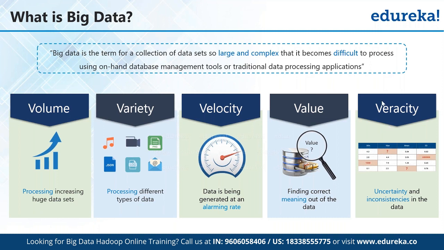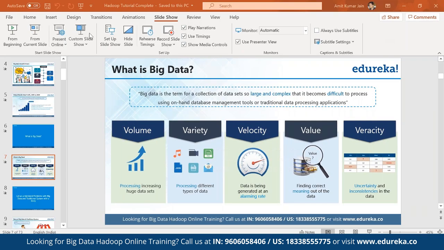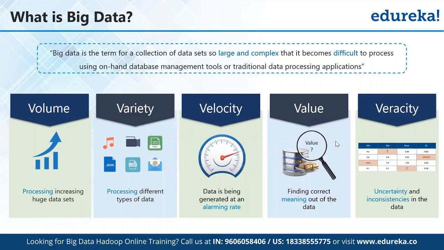Now, if you try to put that into a definition, big data is the term for collecting data sets which are so large and complex that it becomes quite difficult to process them using on-hand database management tools or traditional data processing systems. So please understand, this is typically the definition of big data. As I told you, there is no uniform definition as such, but these are the parameters on which a particular data set is considered big data.